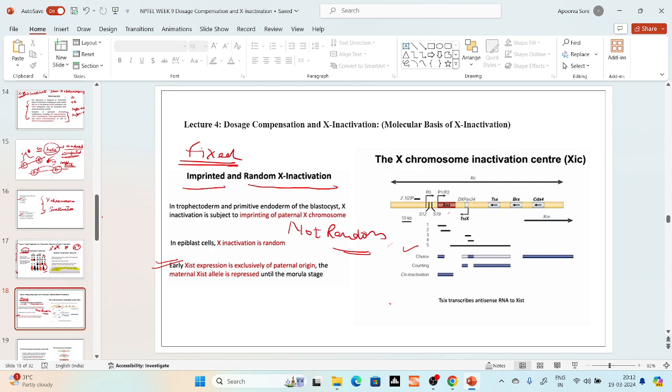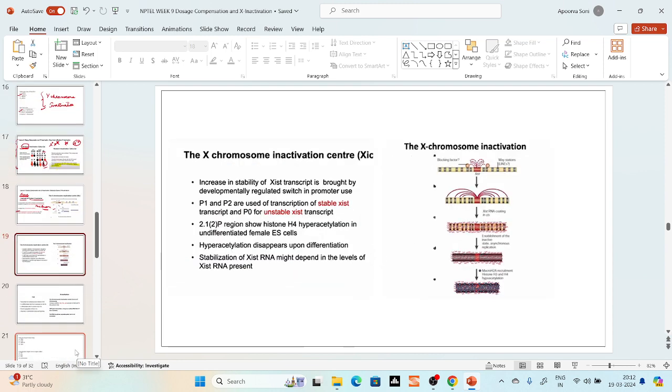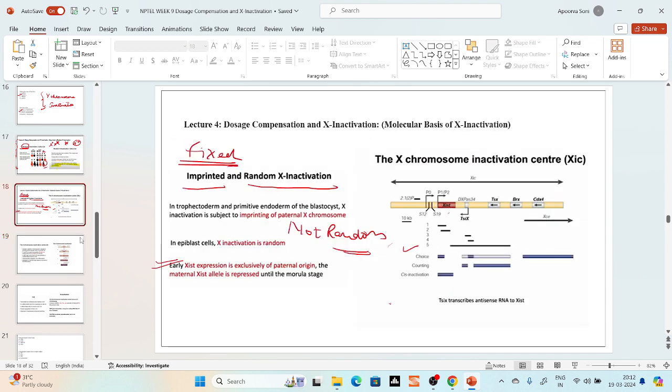So basically you can see the X chromosome inactivation can either be random, which is mostly the case, and in some cases it can also be fixed. For example, the imprinted X chromosome inactivation of the male allele, of the paternal allele. So this is what this is.